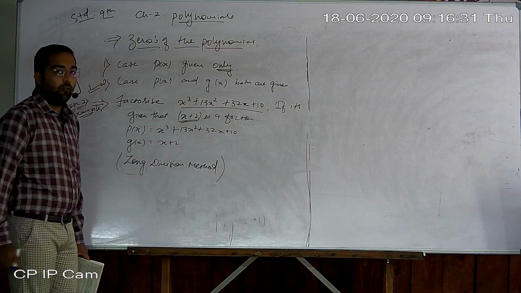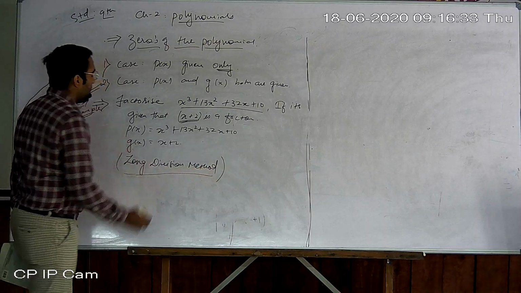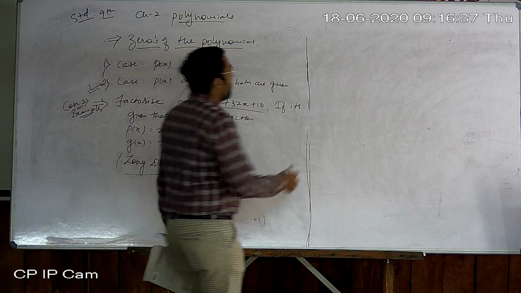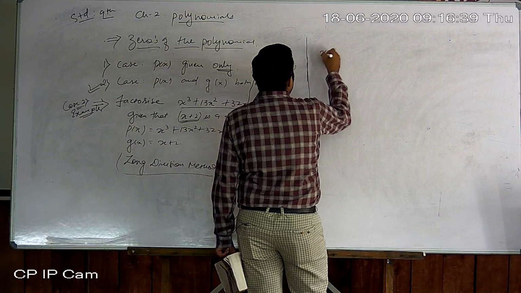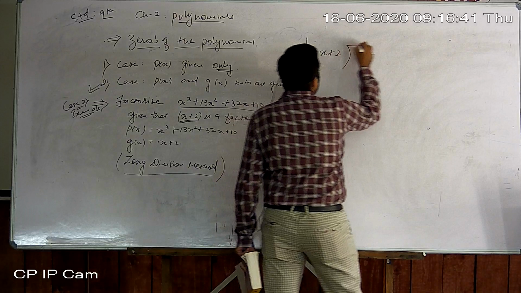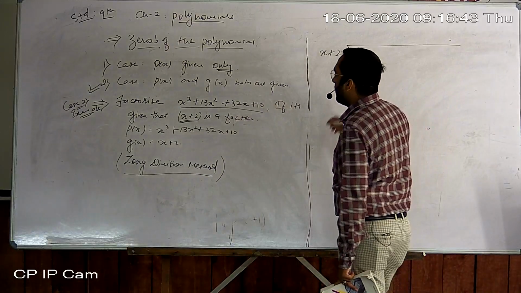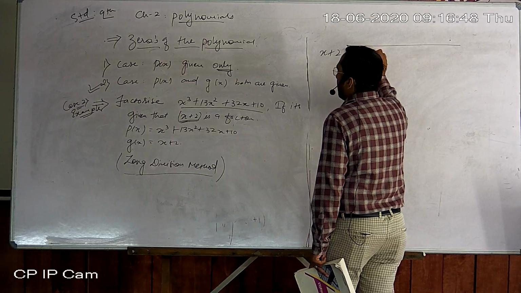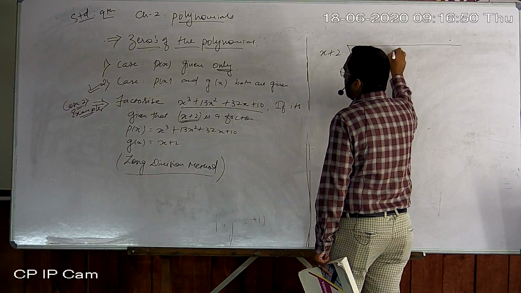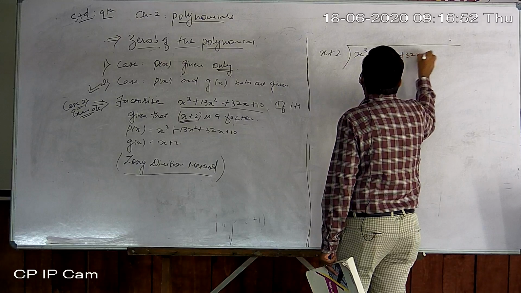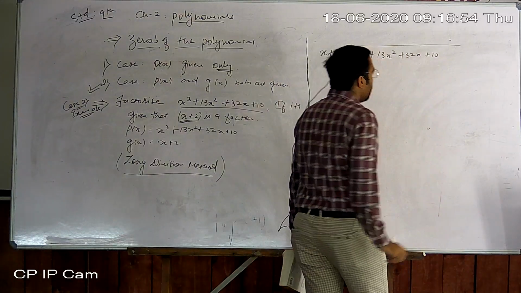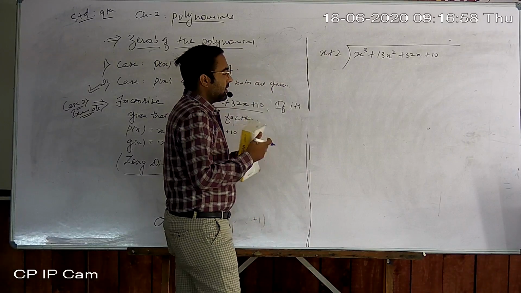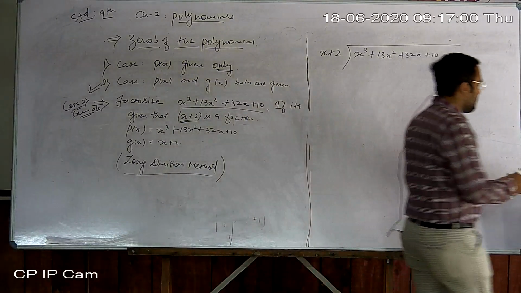Okay, now we will learn about the long division method, so how to factorize them. Okay, so I'll take g of x as x plus 2 here, and p of x inside of the bracket, that is x cube plus 13x square plus 32x plus 10. Okay, students, please see here.